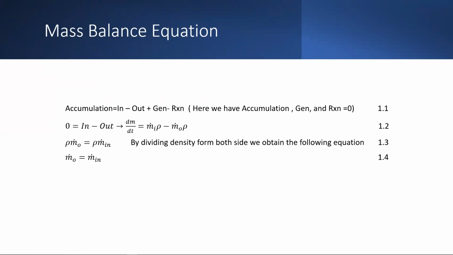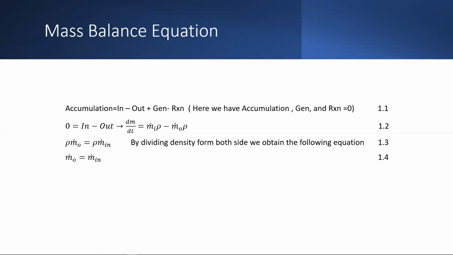Here we have our mass balance equations. We start with accumulation equals in minus out plus generation and reaction. We assume accumulation equals 0, since we assume a constant volume, as the problem doesn't state any change in volume. Also, we don't have a chemical reaction, so our reaction equals 0, which also makes our generation equal to 0. This gives us equation 1.2: 0 equals in minus out, dm over dt equals m dot times density minus m dot times density.